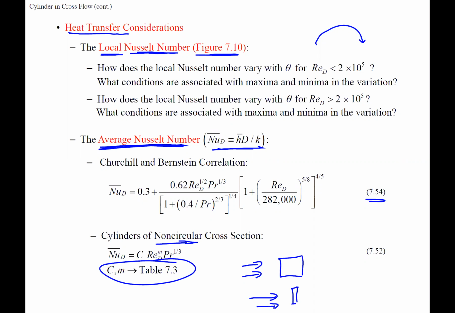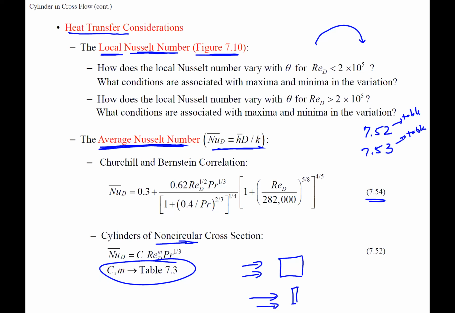And for that correlation, they just have in the table these different parameters. Okay, there's also a couple others for the average Nusselt number for a cross flow in a cylinder. There's equation 7.52 and there's equation 7.53, and they have tables of parameters. There's also a table that goes with each of those.